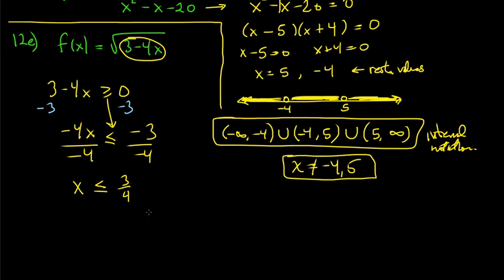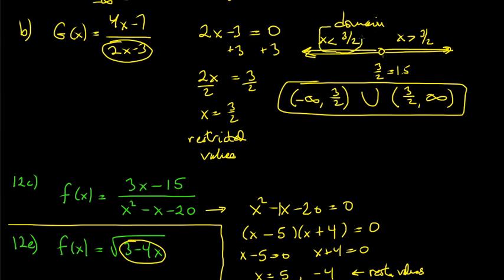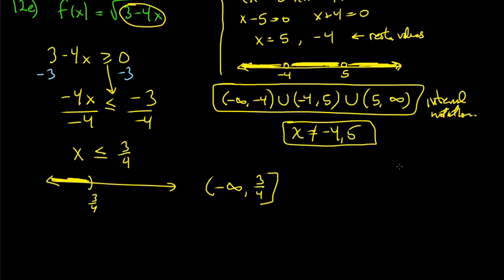Okay. In interval notation, here's the number line, right? Here's 3 over 4. Everything less than that is to the left. So we're going from negative infinity to 3 over 4. And here's where we use a bracket because of the equal sign. Everywhere else, we did not have an equal sign. When we had strictly less than, we use parentheses. But when you have less than or equals, you use a bracket.